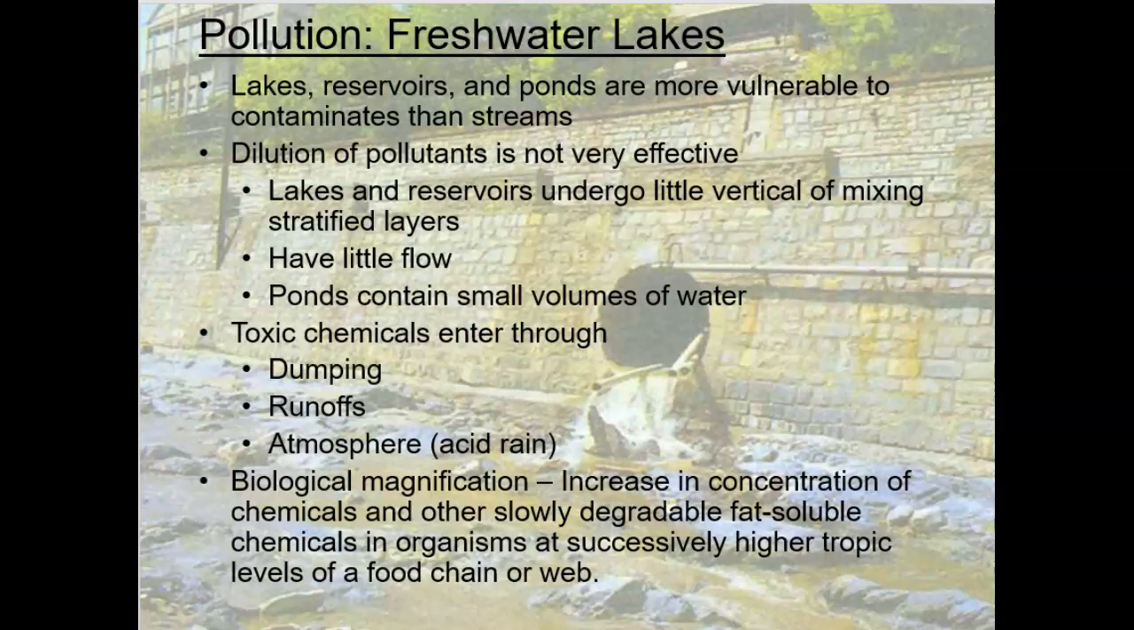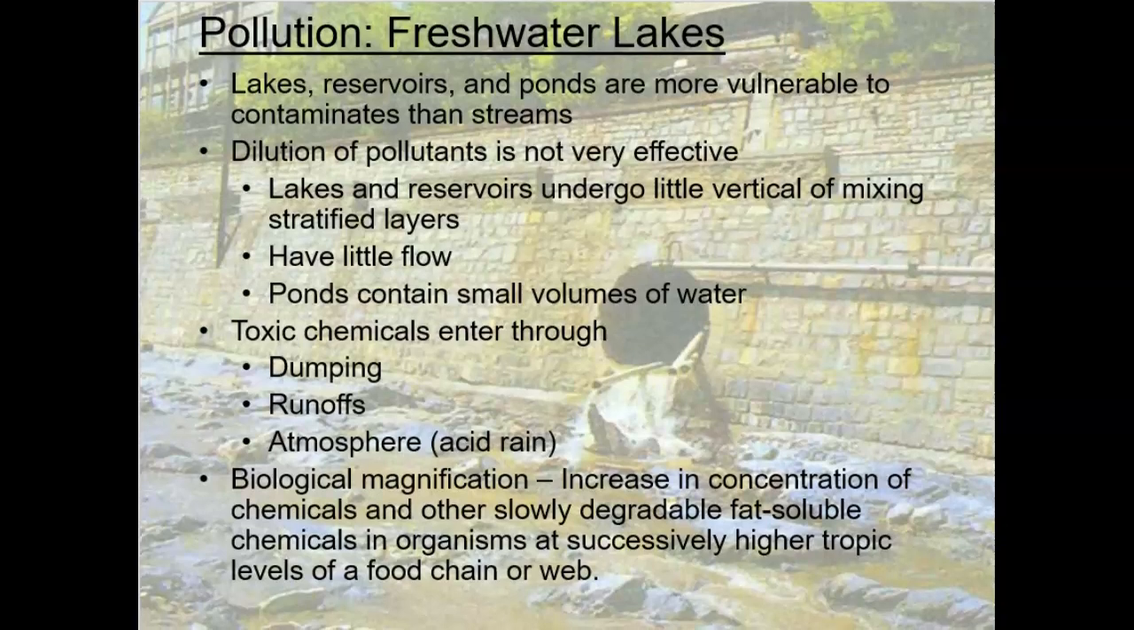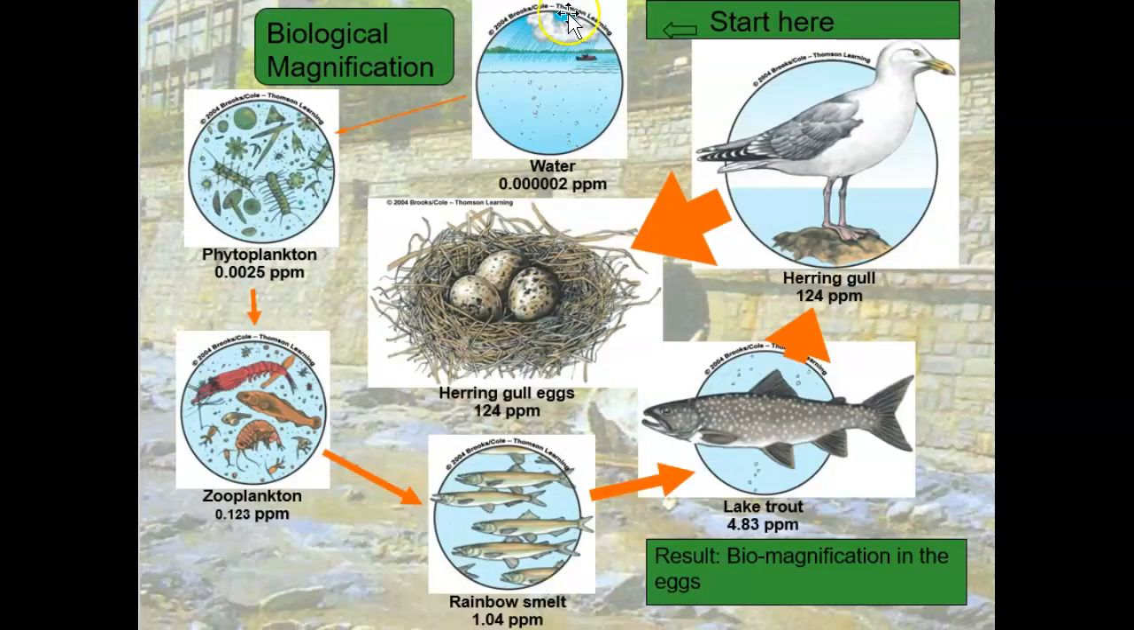The runoffs, again, would be agricultural runoffs, things like herbicides, pesticides, fertilizers. And then you have the problem of biological magnification that increases the concentration of chemicals into other animals through a food chain. So I'll show you a diagram of that. So this is biological magnification.